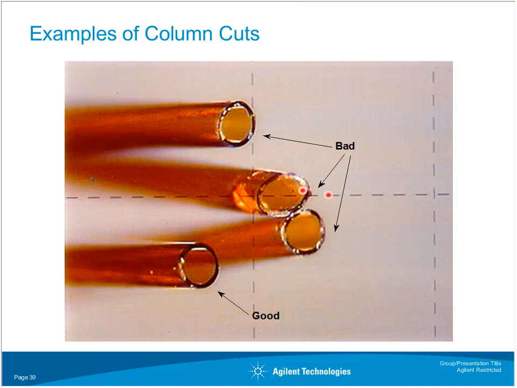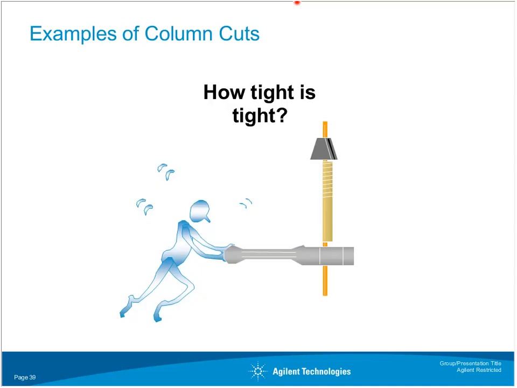Depending on how far you've installed it, you can get peak splitting, and it's all from a column cut and installation. So again, there's a lot of things that we can do initially that people blame on the column, but it's really inlet related and how the column's installed, not just the liner.